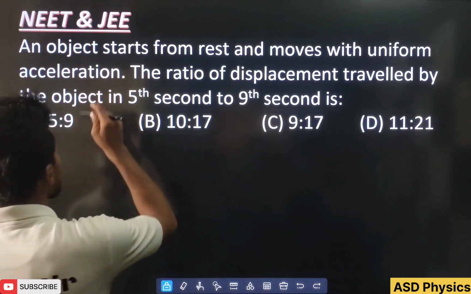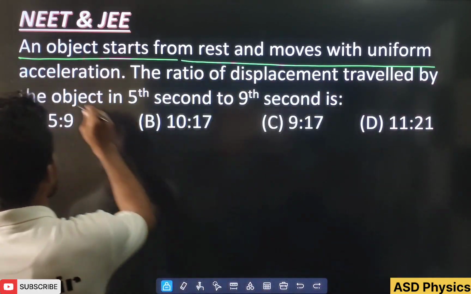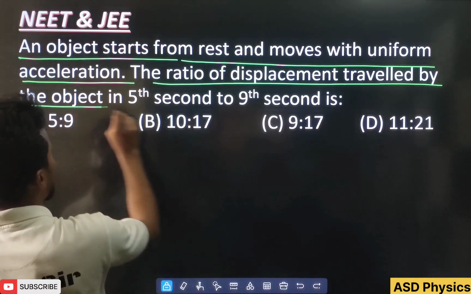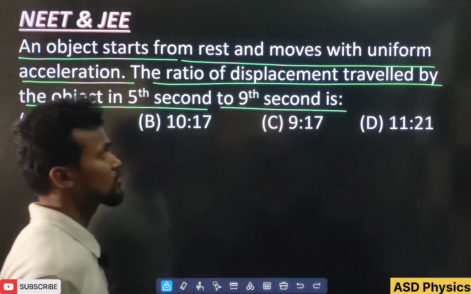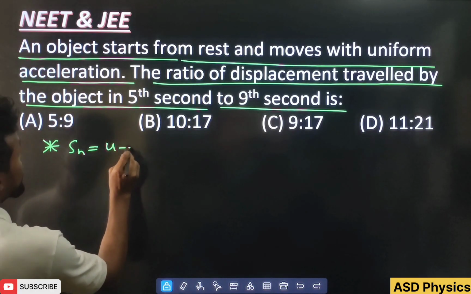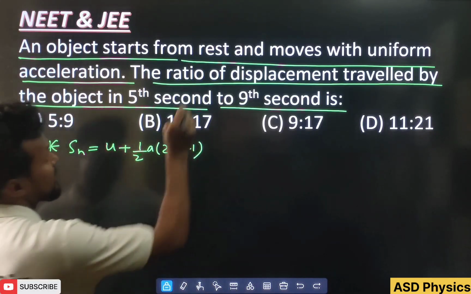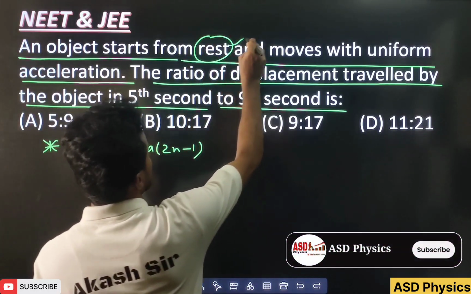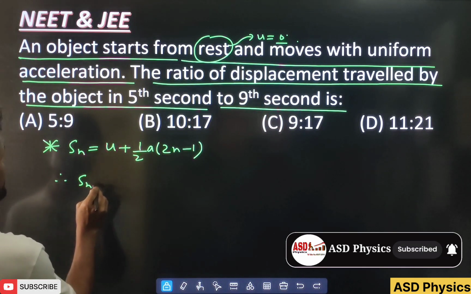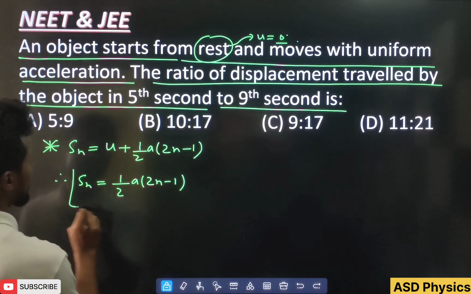The question is important. See, an object starts from rest and moves with a uniform acceleration. The ratio of displacement traveled by the object in 5th second to 9th second is how much here? Okay, so what is the formula here? The formula we know very well: S_n equal to u plus half a (2n minus 1), is it? And the object is starting from rest. Starting from rest means u is how much here? 0. Okay, that means we can write S_n equal to half a (2n minus 1). Now this is the formula.